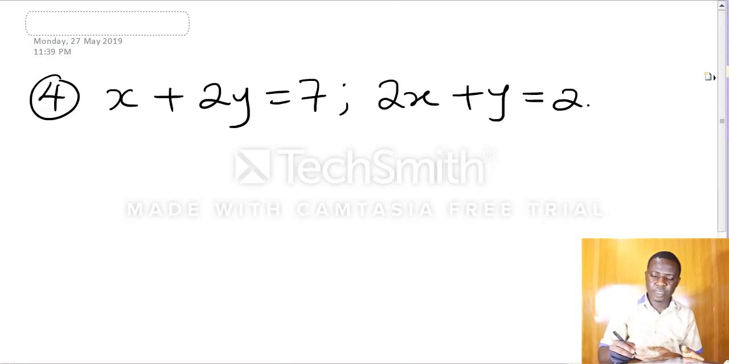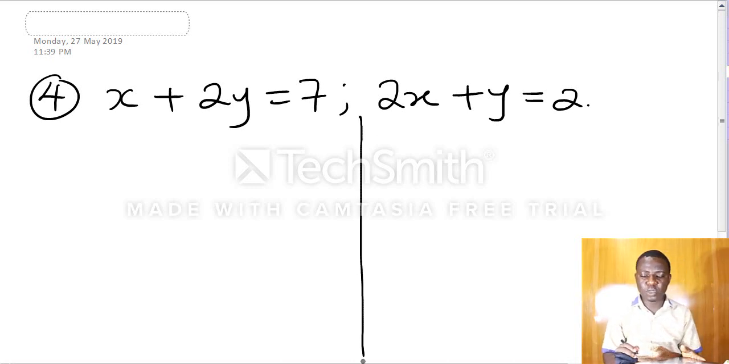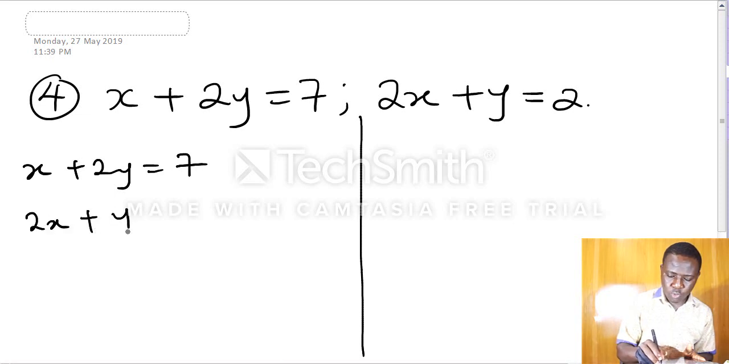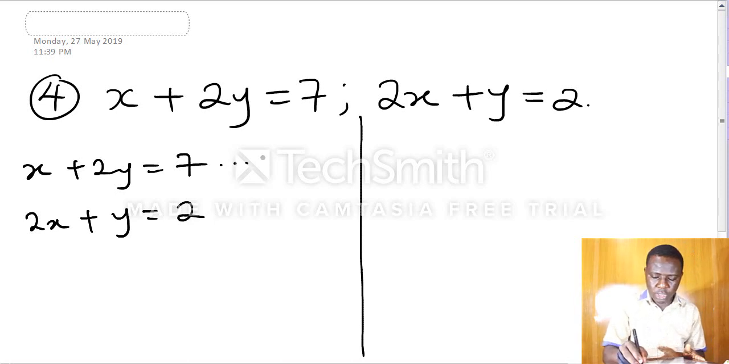Question 4 says x plus 2y is equal to 7 and 2x plus y is equal to 2. So rearranging this, we have x plus 2y is equal to 7 and 2x plus y is equal to 2. I'll call this equation 1 and this equation 2.